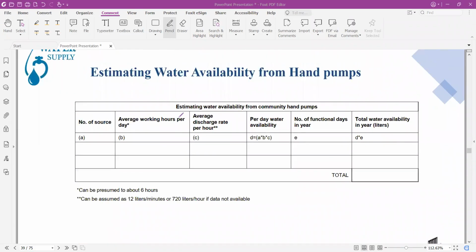The availability of water from hand pumps will be considered in such a way that you have to find the average working hours per day. What is the number of sources available, two, three, or four in number, the average working hours per day, the average discharge rate per hour, per day availability, number of functional days in a year, and total availability in a year. So how do we calculate the discharge from hand pumps?